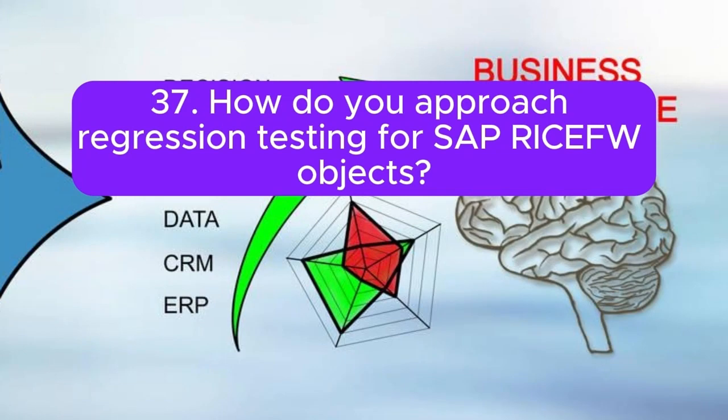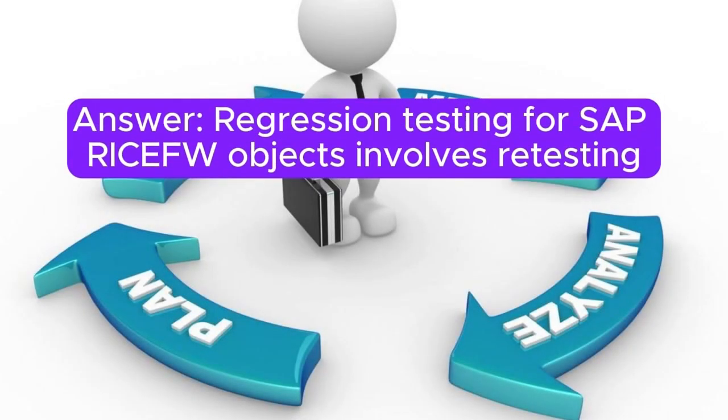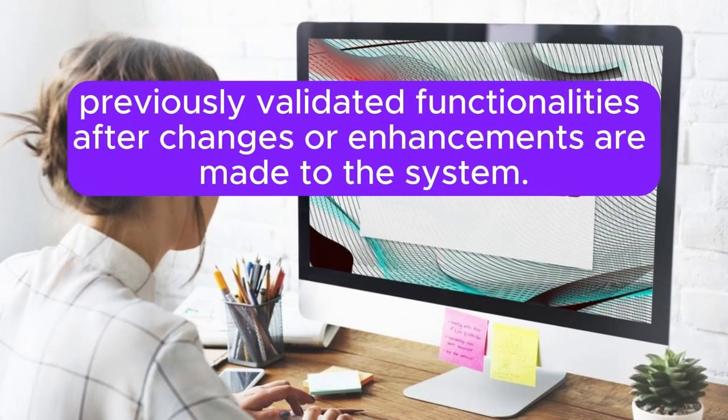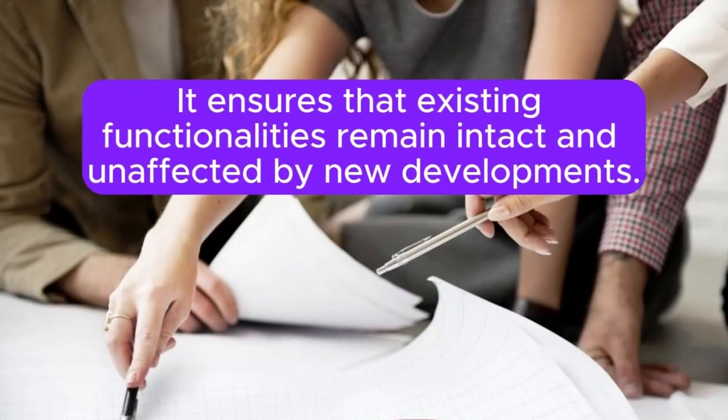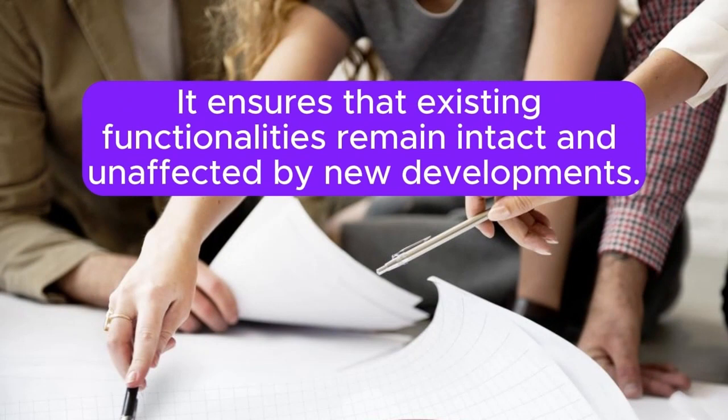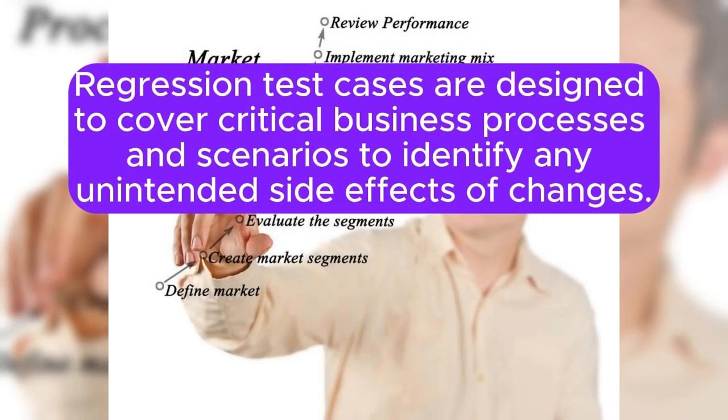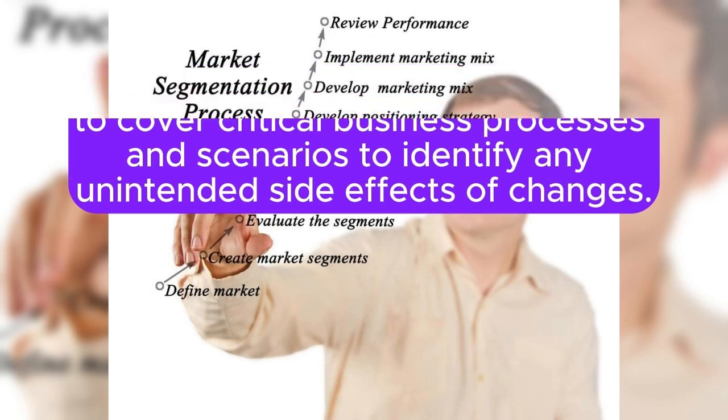37. How do you approach regression testing for SAP RICEF objects? Answer: Regression testing for SAP RICEF objects involves retesting previously validated functionalities after changes or enhancements are made to the system. It ensures that existing functionalities remain intact and unaffected by new developments. Regression test cases are designed to cover critical business processes and scenarios to identify any unintended side effects of changes.